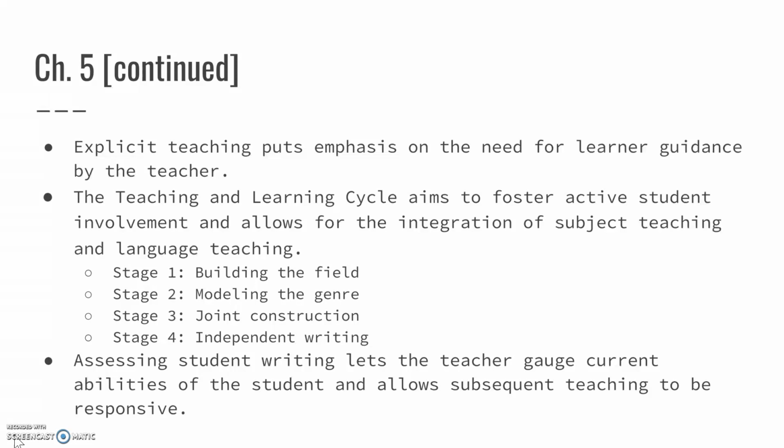There's 4 stages. Stage 1 is building the field. Stage 2, modeling the genre. Stage 3 is joint construction, and stage 4 is independent writing. And finally, it's very important for us teachers to assess the student writing afterwards because it lets us gauge the current abilities of the student and it allows for subsequent teaching to be responsive. And because we have to know what the learner is able to do alone before we know what to scaffold next.